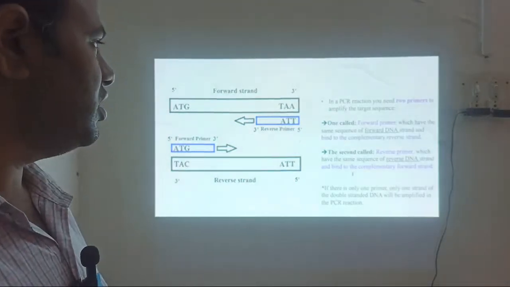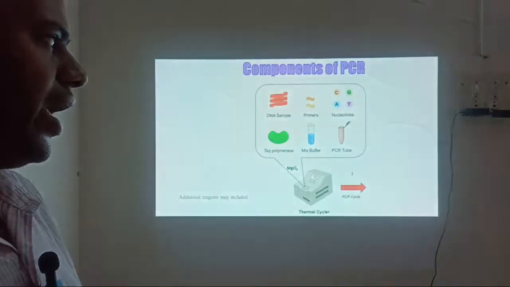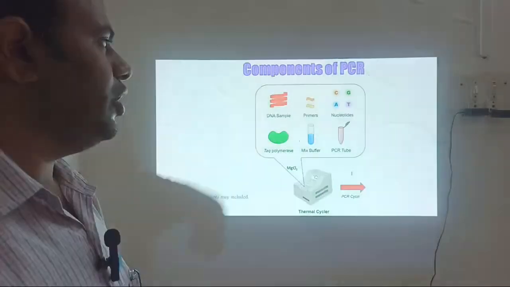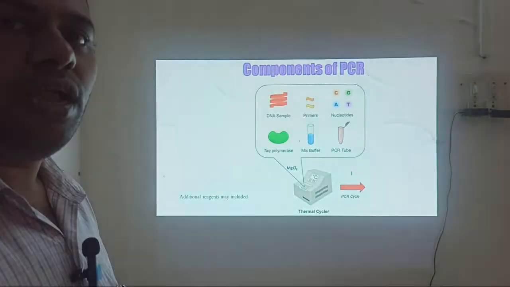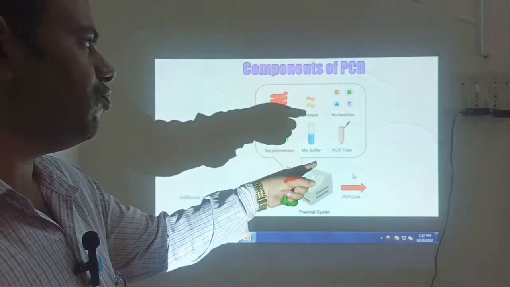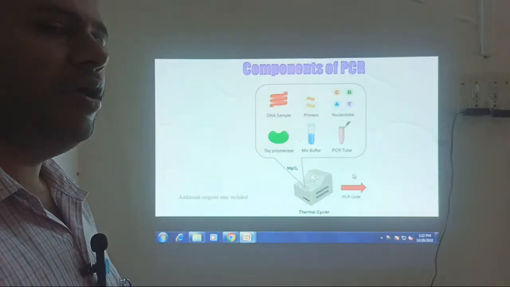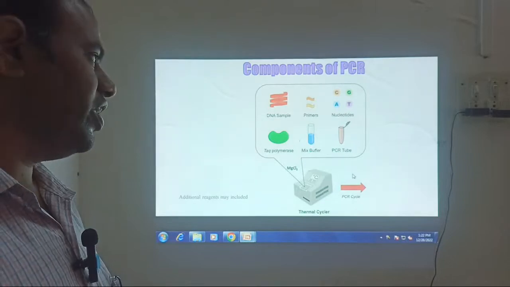Let's see the components of PCR. In PCR, as I told you, you require an in vitro assembly. So you require nucleotides in the form of dNTPs, that is, deoxynucleotide triphosphates. Then you require primers, that is two sets, forward primer and reverse primer. Then a DNA sample is also required, which you want to amplify. Obviously, Taq DNA polymerase is very important here.